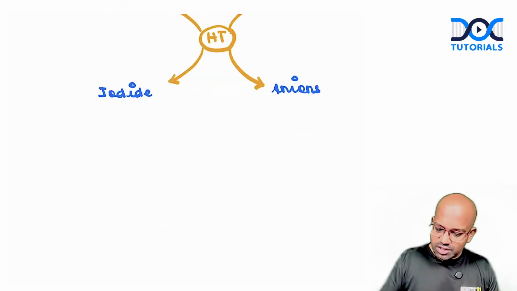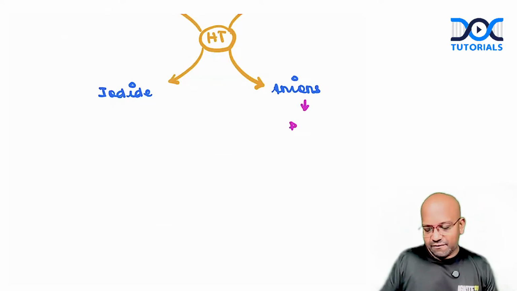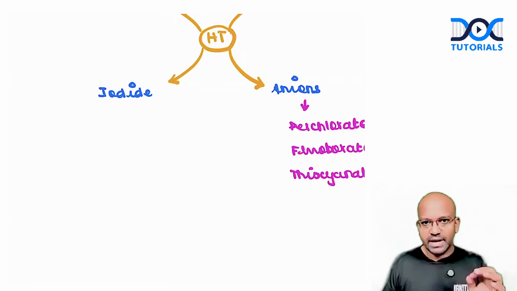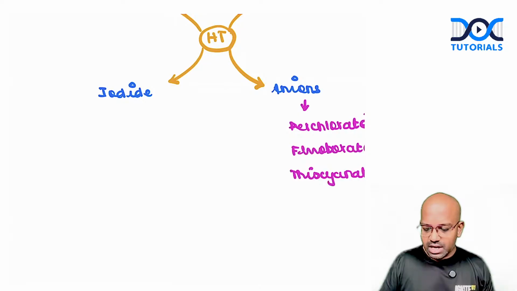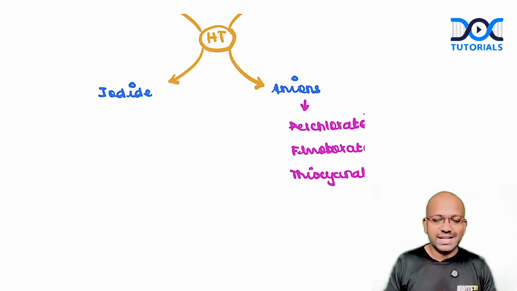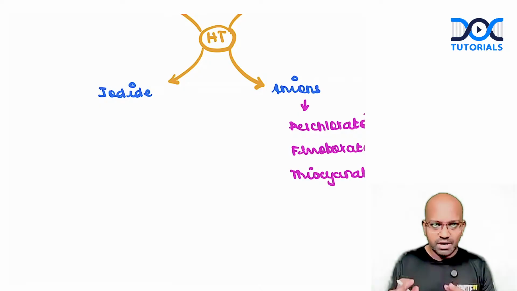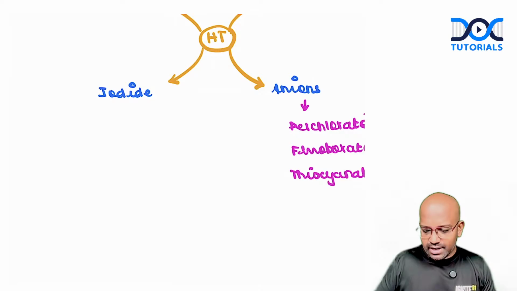Anions. What are the anions which we know? We have perchlorate, fluoborate, thiocyanate. As we have explained already, this is just a simple logic, my dears. These are all single negative molecules. Borate, chlorate, cyanate, these are single negative molecules. They will compete with the iodide entry. Because iodide cannot gain entry, these molecules will inhibit the iodide transport. That is its mechanism of action.